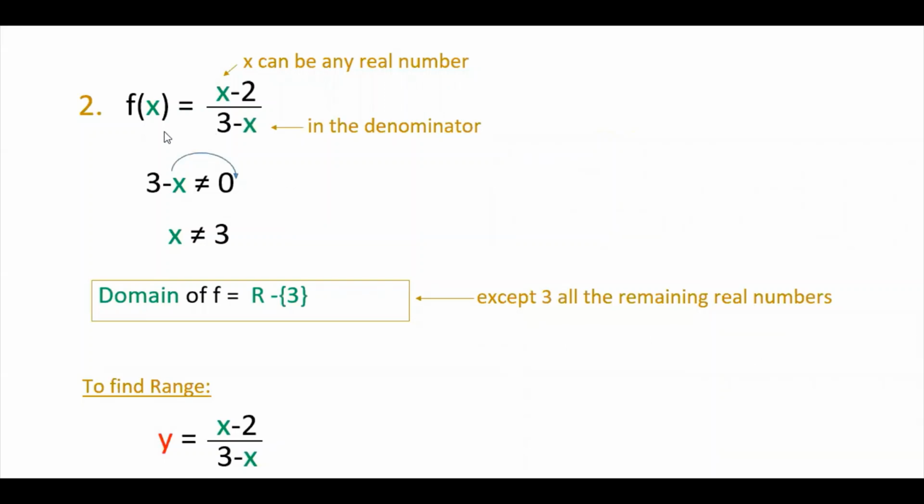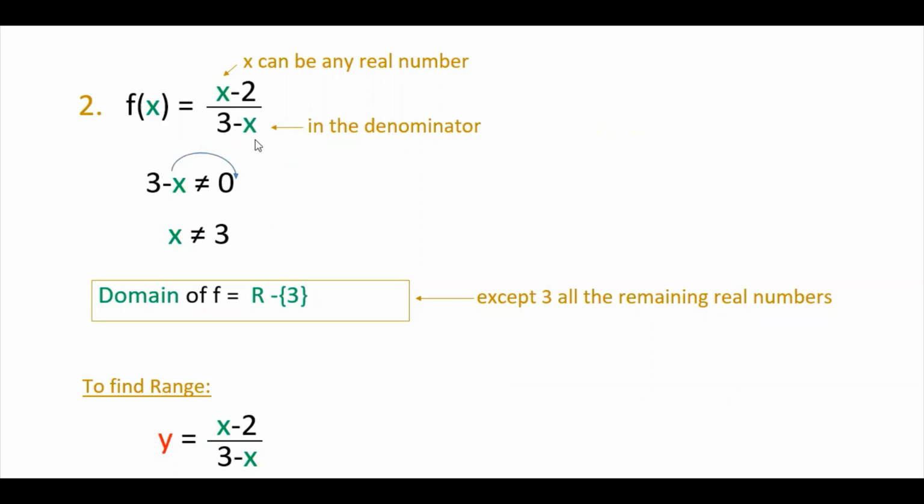This is the second function. f of x is equal to (x minus 2) divided by (3 minus x). In this case, x is in the numerator and x is in the denominator also. So in cases like these, you have to check both the numerator and the denominator. First check the numerator. In the numerator, it is a simple expression, x minus 2. So in the numerator, x can be any real number. You can put any real number here. So for the numerator, the domain is any real number, but you have to check the denominator case also.